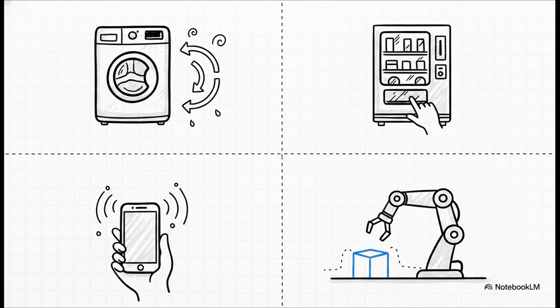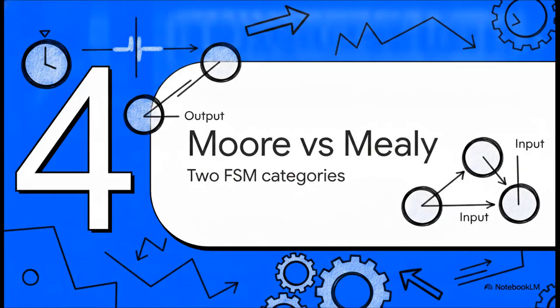Even high-tech robotics use them to sequence things like searching and grasping. They're literally the invisible choreographers of our physical and digital lives. All right, part four, Moore versus Mealy machines. These are the two major FSM categories.